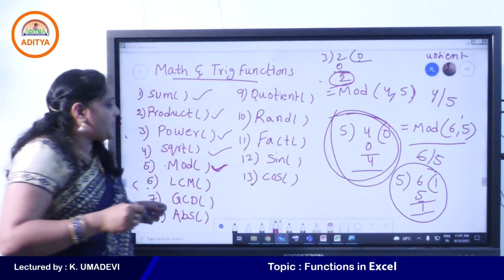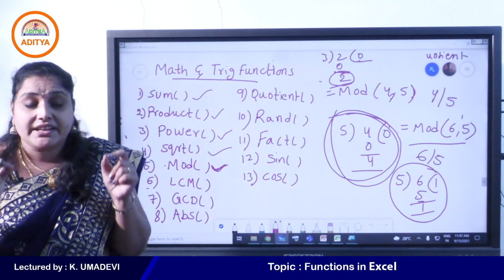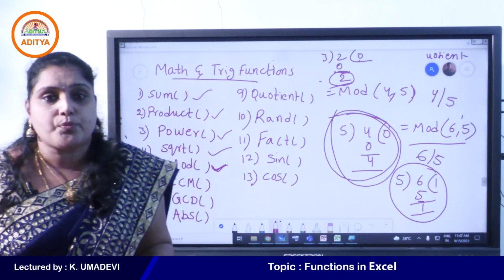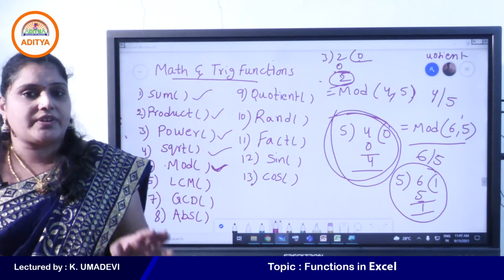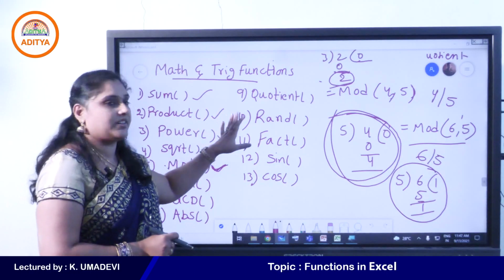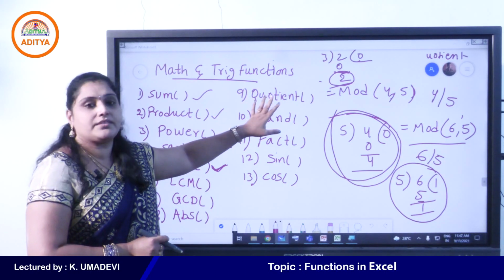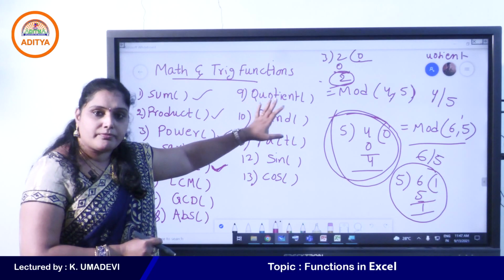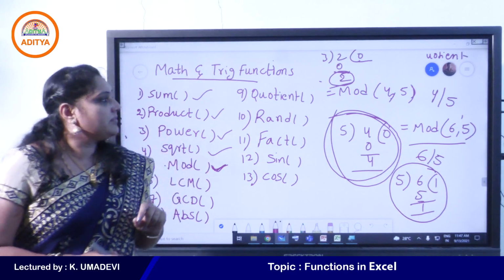Why? Because mathematical functions like mod and quotient always return integer values. They don't return point values. Clear, students? So the quotient function returns the quotient, that is the main result of the division for the numerator and denominator. Clear, students?